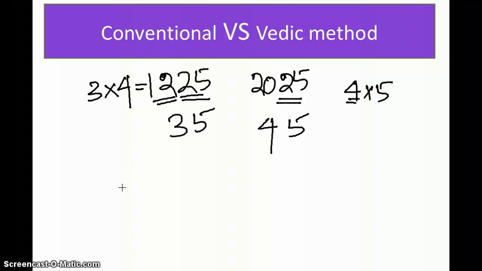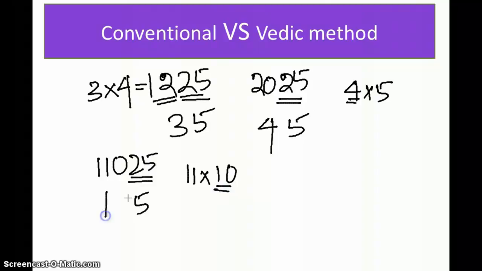Let's take one more case, something bigger. Okay, let's see 11025, a big number. As soon as you see 25, put 5 here. 110 is 10 into 11, right? Take the smaller number, so 105. That's all.